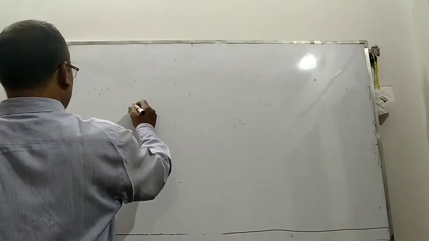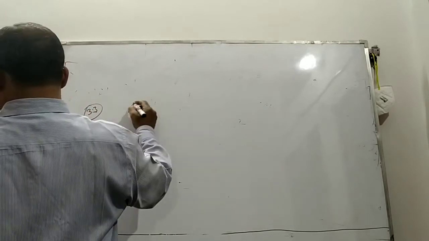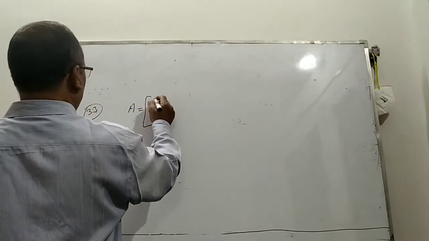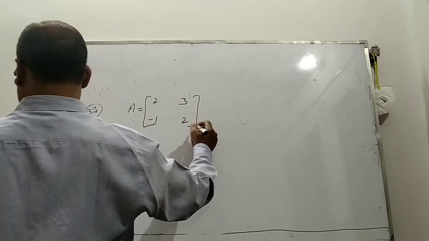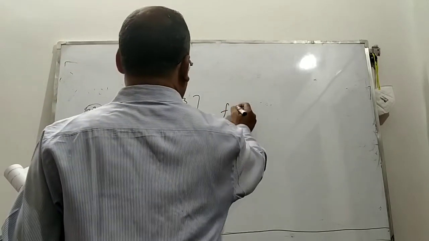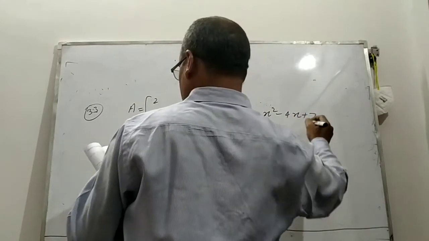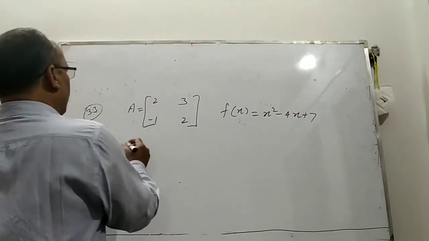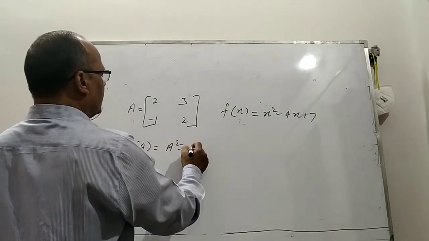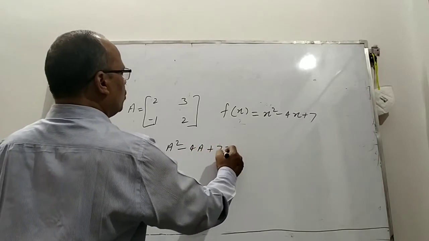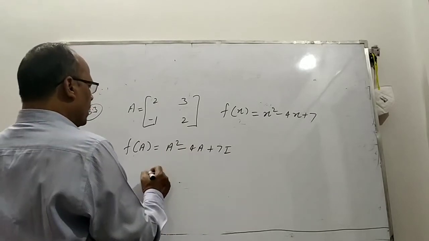Now it is given here, question number 33 of this book. A equals the matrix [2, 3; minus 1, 2], and the polynomial of variable x is f(x) equals x square minus 4x plus 7. Find f of A, the polynomial of matrix A: A square minus 4 times matrix A plus 7 times the identity of second order. What will this be?